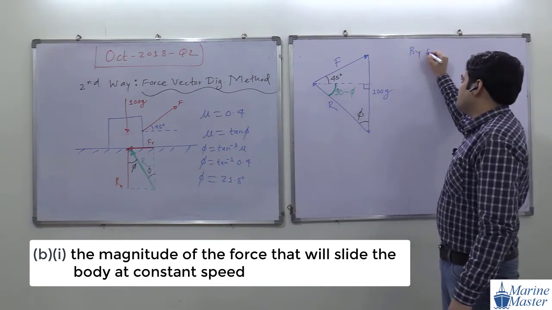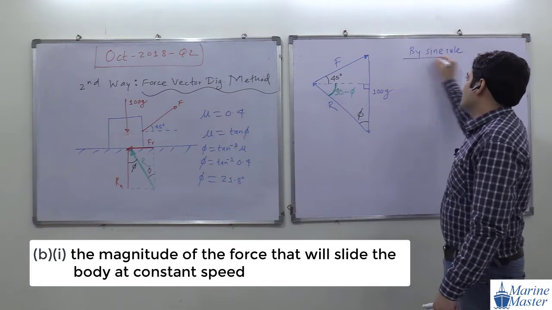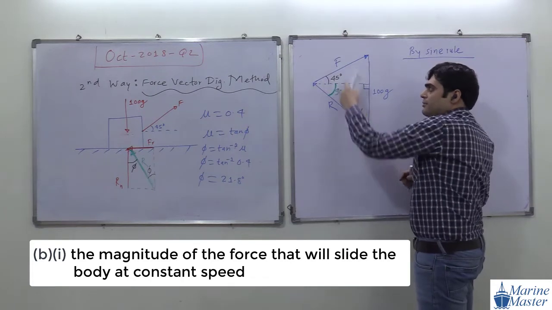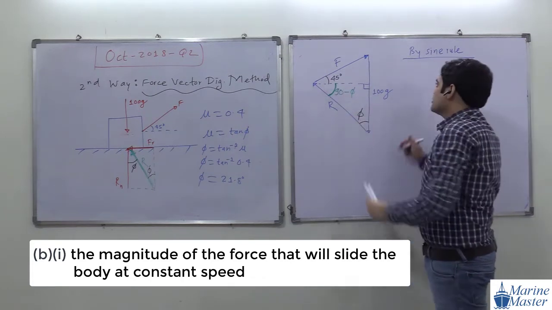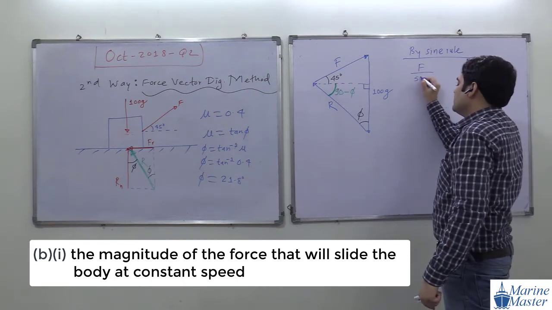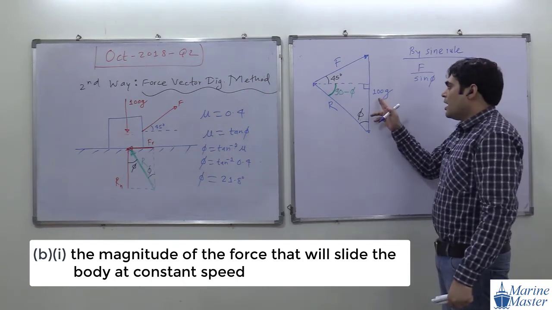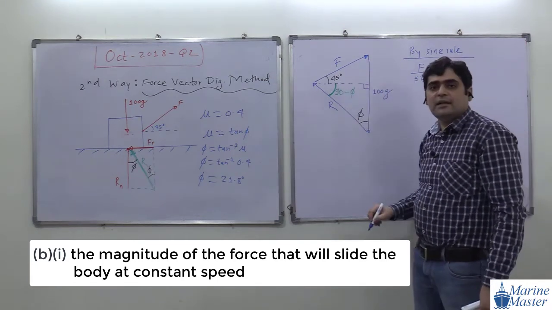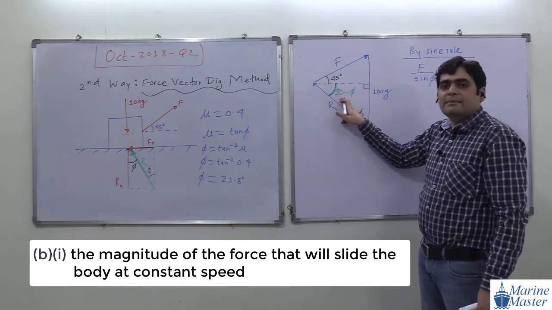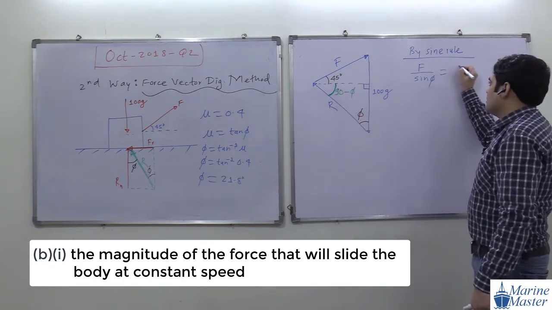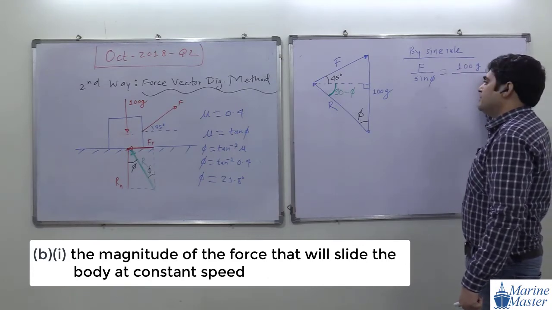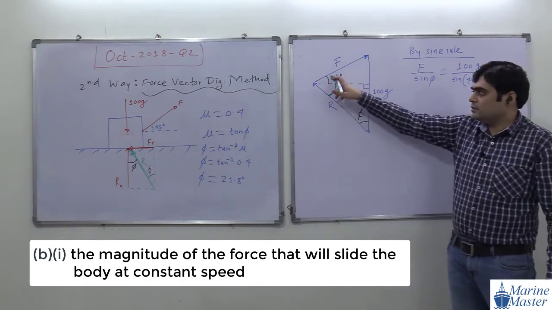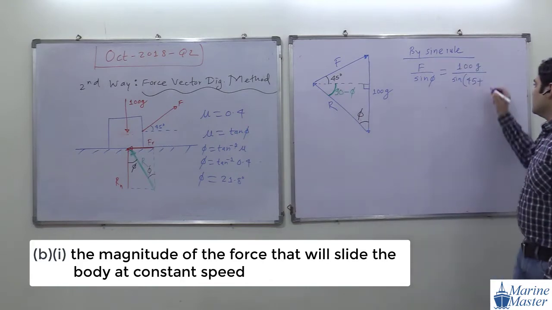So by sine rule, try to see the scenario. What is our target? We have to find out F. What is opposite to F, guys? Phi. So by sine rule, F by sine phi. Opposite to the 100G, see the scenario, what is the angle? 45 plus 90 minus phi. So 100G divided by sine of 45 plus 90 minus phi.